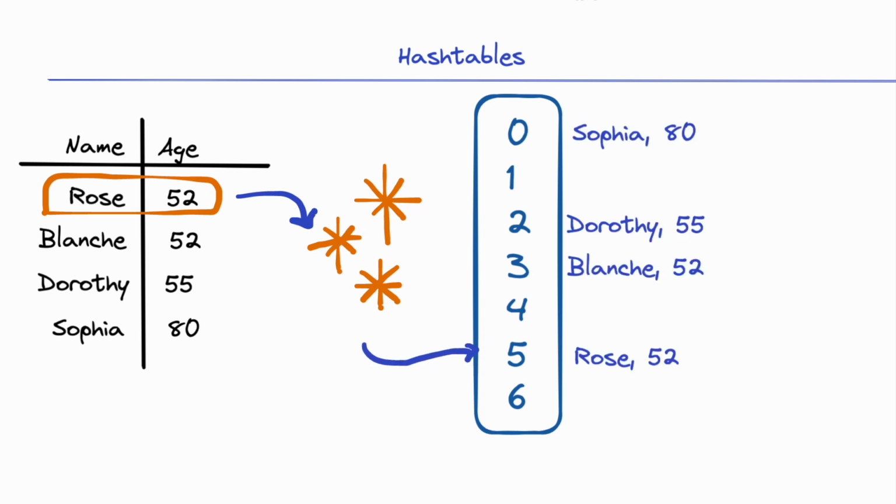Now we can ask the same question as before, how old is Dorothy? And our hash map retrieval function does the same thing it did when it stored Dorothy. It passes her name through the magic function, and it tells us exactly which bucket to go to. We go directly to that bucket, find Dorothy's name, and return her age, which is 55.